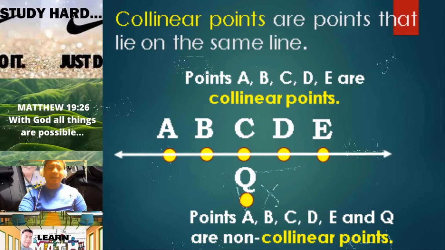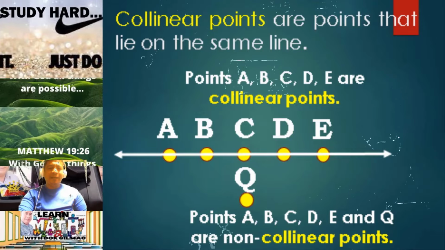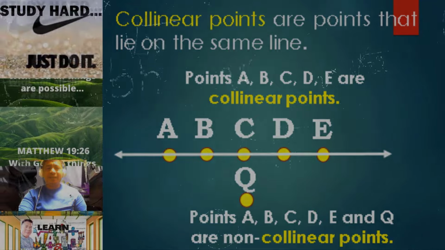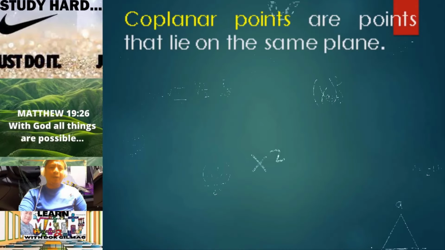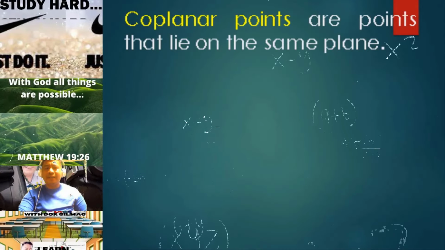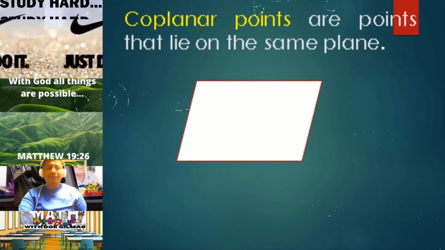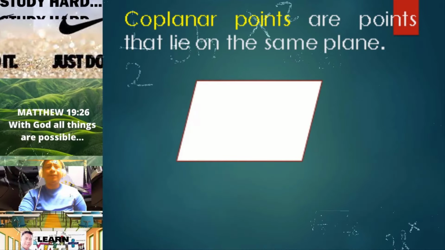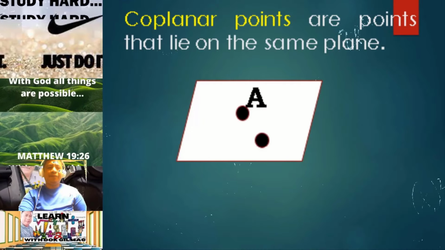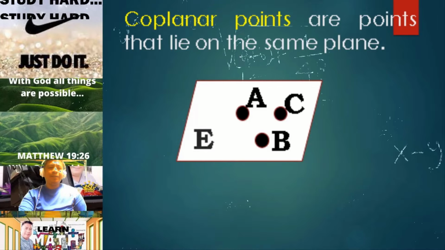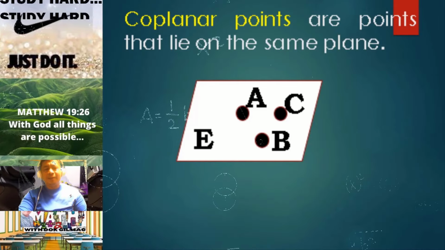does not lie in the same line as points A, B, C, D, and E. Coplanar points are points that lie on the same plane. Consider a given plane here. We have points A, B, and point C. This is simply plane E.